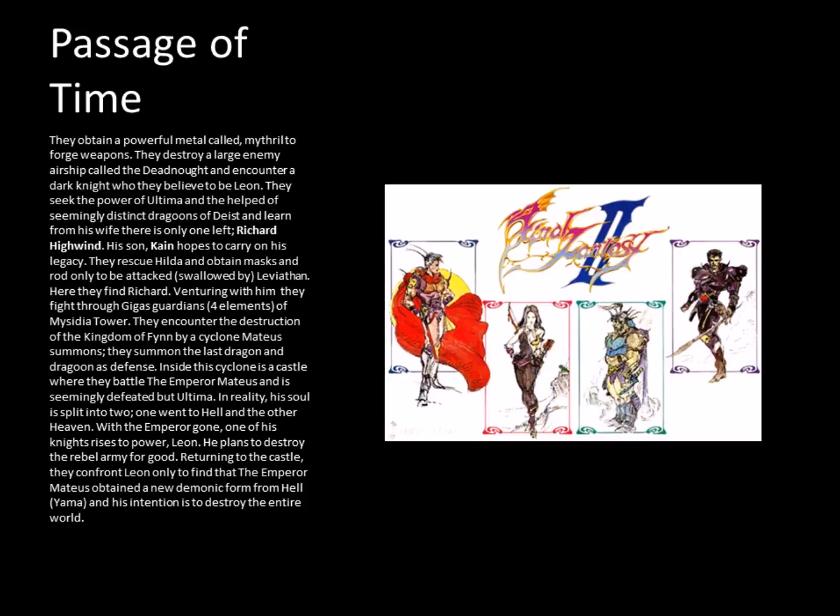They encounter the destruction of the Kingdom of Fynn by a cyclone Matthias summons, and the heroes will summon the last dragon and use Richard as a defense mechanism against the cyclone.